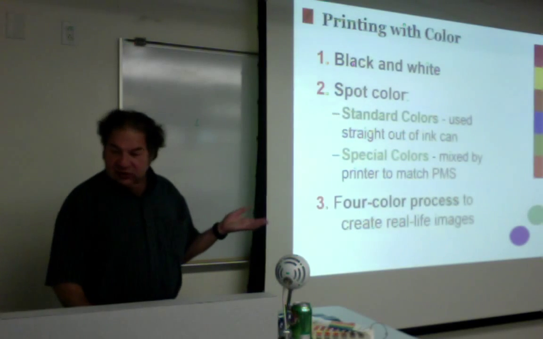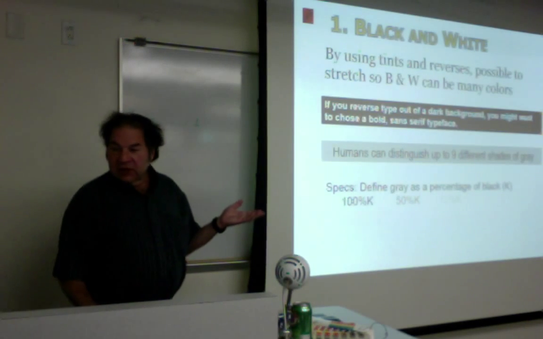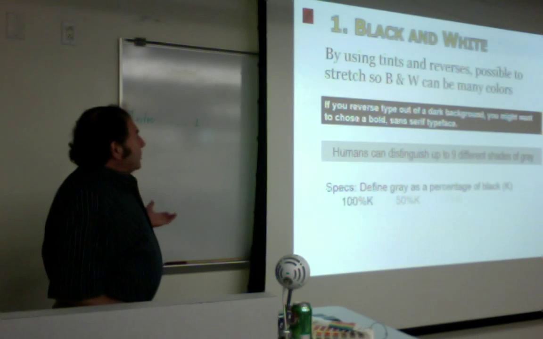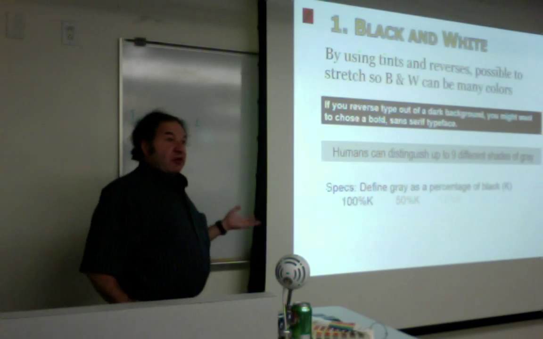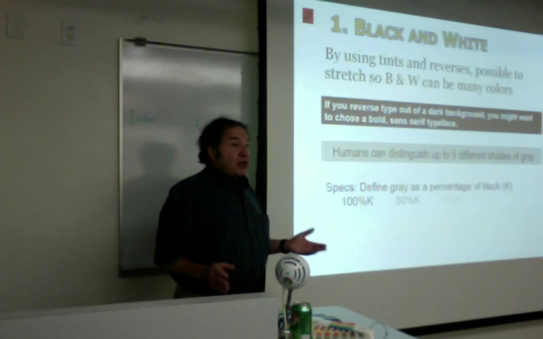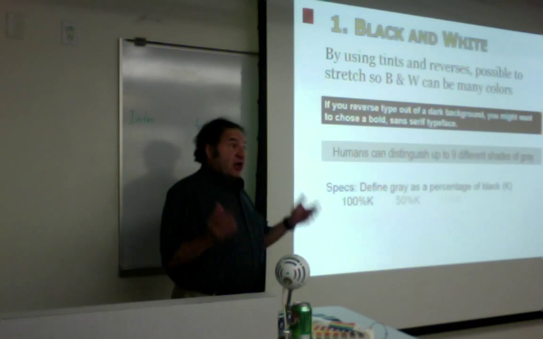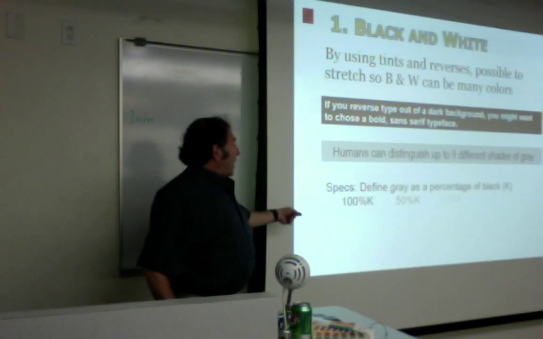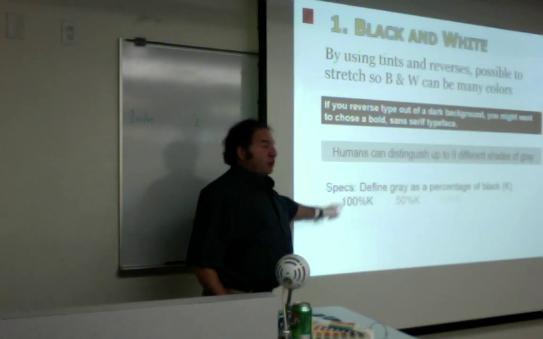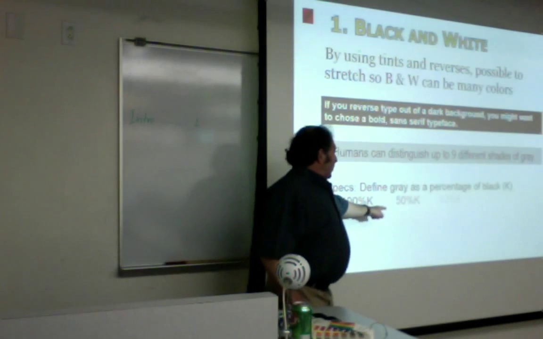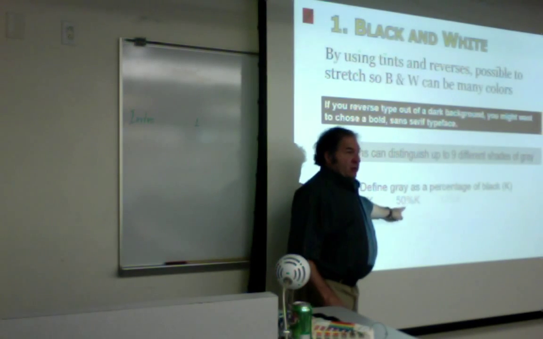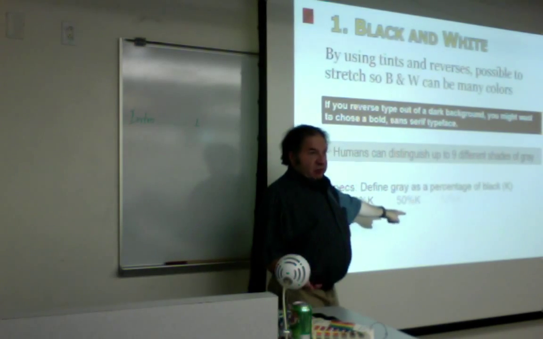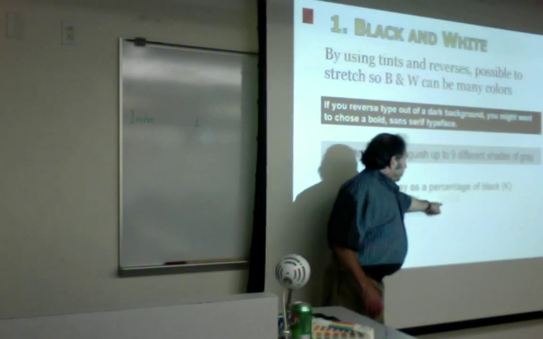Four colors are used to create real-life images. So black and white, you've got a lot of different options. Humans can distinguish up to 9 different shades of gray. So even if it's just black and white, there are things that you can do. And we always spec it out as a percentage of black. So this is not called 50% gray. This is always called 50% black. K stands for black. B stands for blue. K stands for black. 12% K.